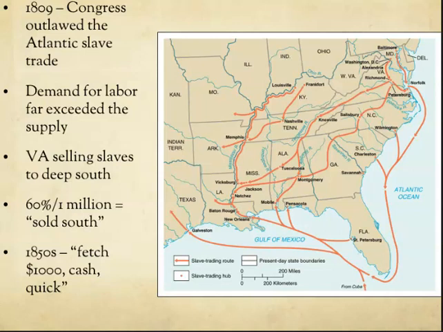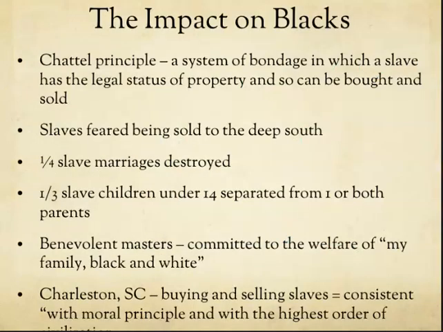Now, obviously, these numbers and percentages are rough. They didn't keep a very accurate count of the quantity of slaves. But by the 1850s, a slave could fetch $1,000 cash quickly. It tended to be if they were male, younger, mid to late teenage, and in good physical health. They could fetch quite a bit of money to be bought and sold.